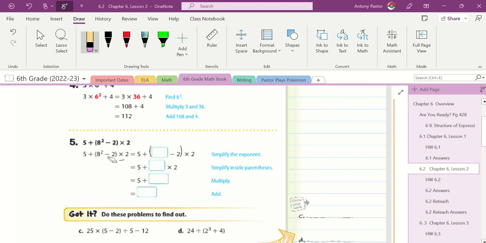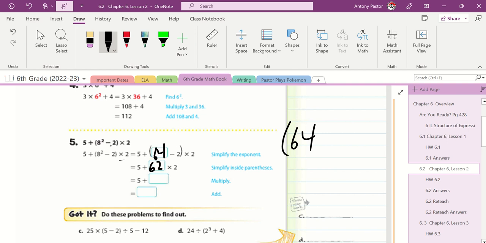Now, in parentheses, we have different things. We have exponents and subtraction. I need to do the exponents first. 8 times 8 would equal 64. So this would become 64 minus 2. I would still need to solve what's in parentheses, so this would become 62.